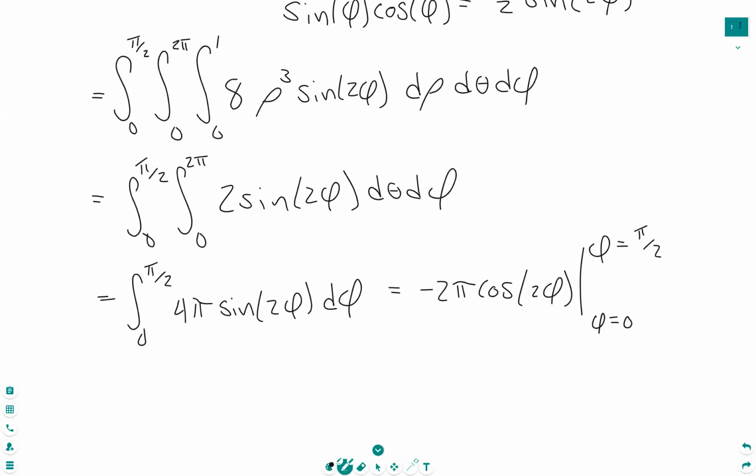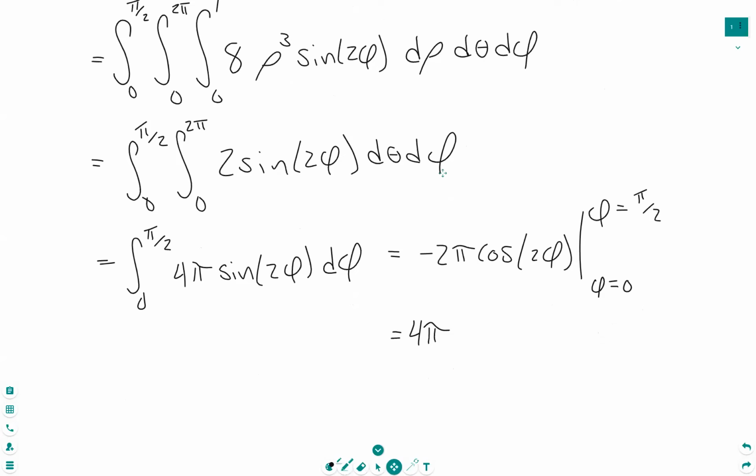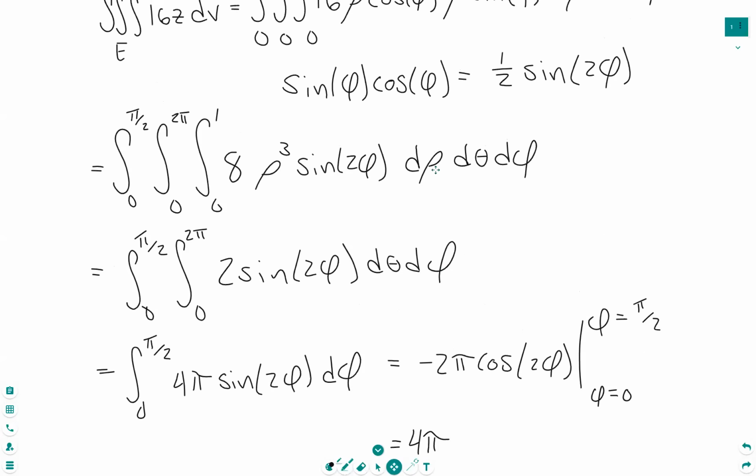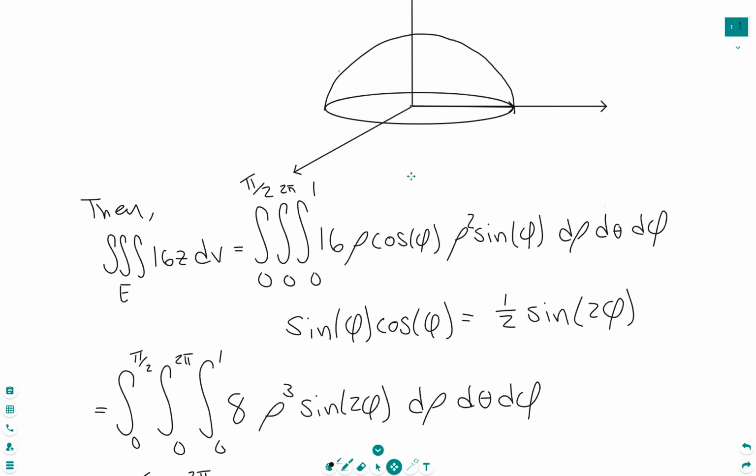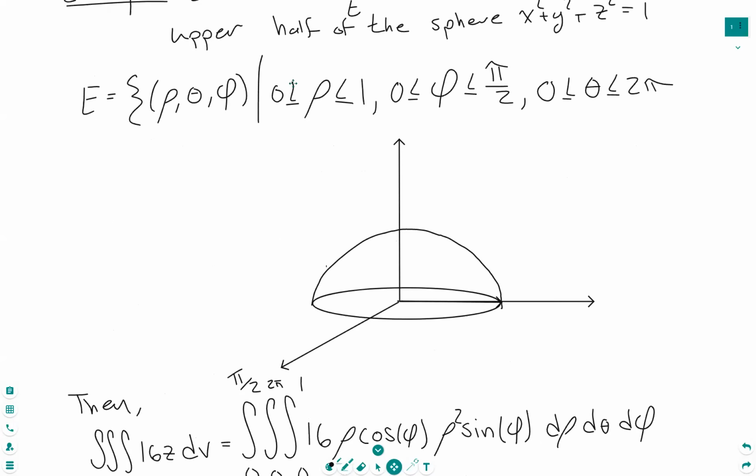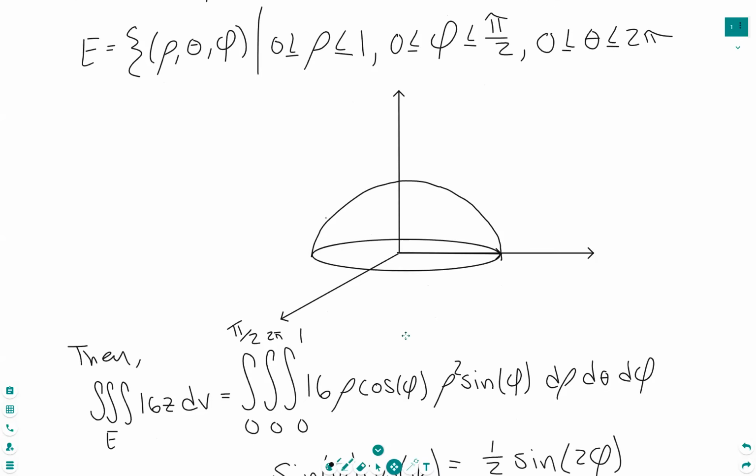This just leaves us with 4 pi. And that's this volume integral over 16z. So in fact, the upper half of this sphere is a spherical wedge, right? Its definition were all constants, right? 0 to 1, 0 to pi over 2, and 0 to 2 pi. So this is a spherical wedge, and it's the easiest thing to describe using spherical coordinates.